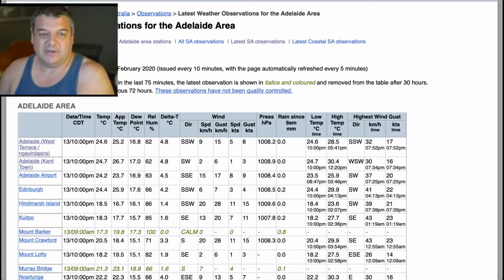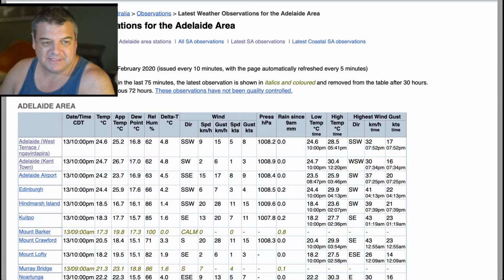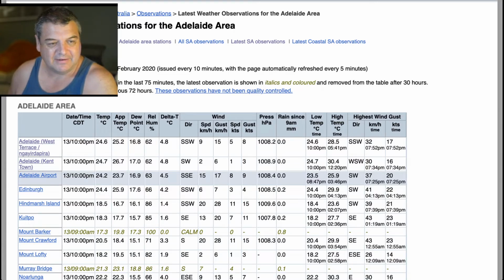Okay, today I'm going to talk about this atmospheric measurement called dew point and why it is a better measurement of how comfortable you'll be when you step outside versus humidity. So probably the best way to look at it is we'll go to the Bureau of Meteorology and look at Adelaide observations. You'll see here I'm actually closest to Adelaide Airport where I am, and it feels quite sticky and a bit muggy tonight.